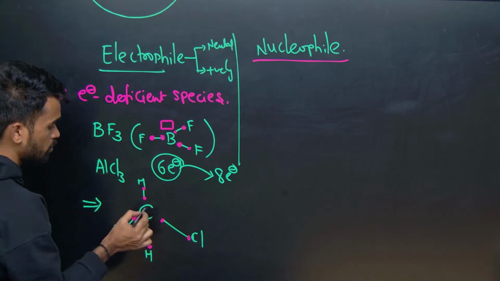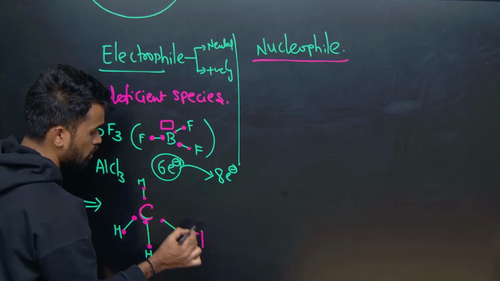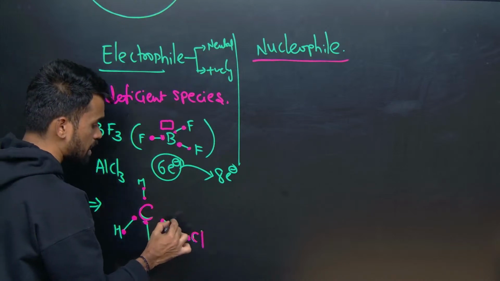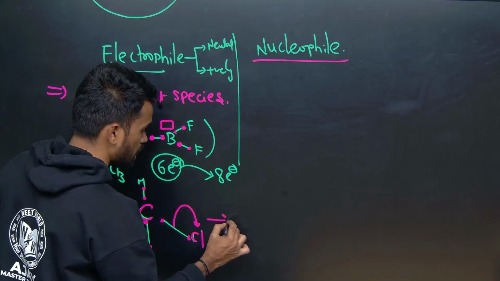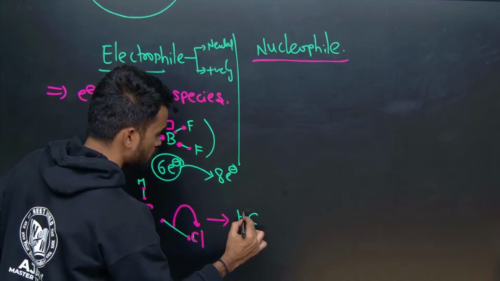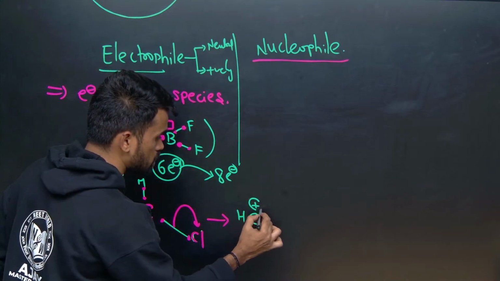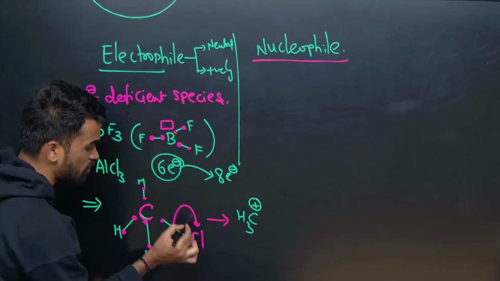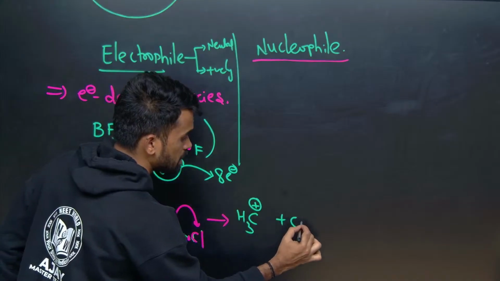Now, because of the difference in electronegativity of carbon and chlorine, what happens? This chlorine will drag the bonded electrons towards itself, right? So that it will give us CH3 plus. Electrons are taken by chlorine, so carbon will have a positive charge because it is losing this pair of electrons. Okay, therefore it is generating CH3 plus and Cl minus.